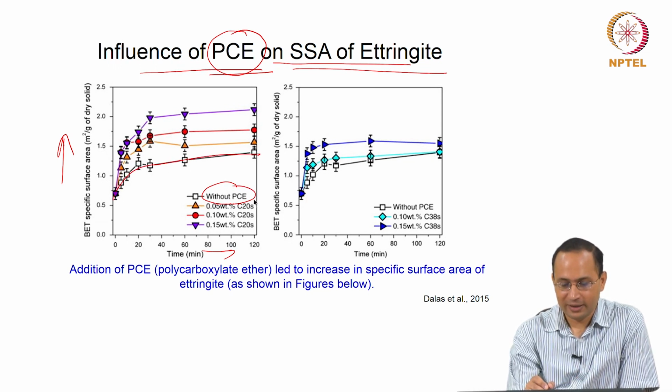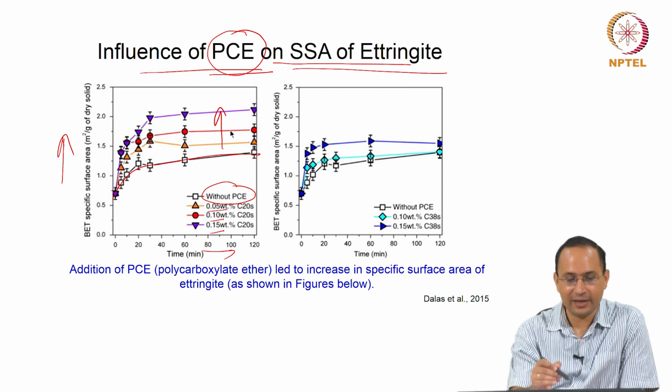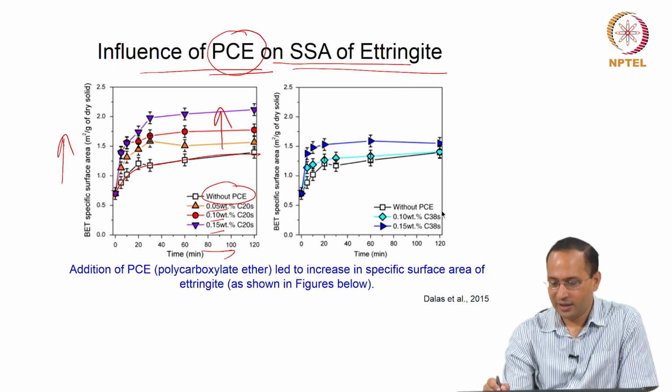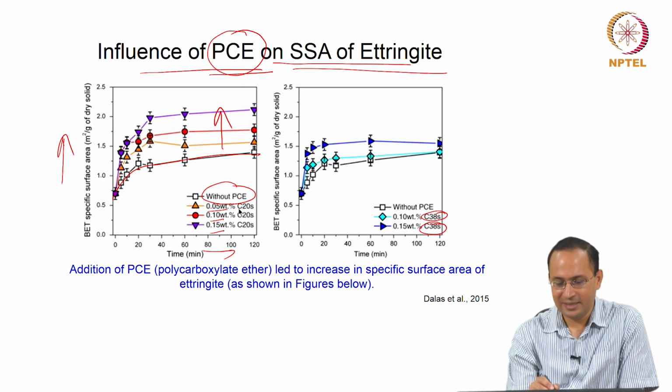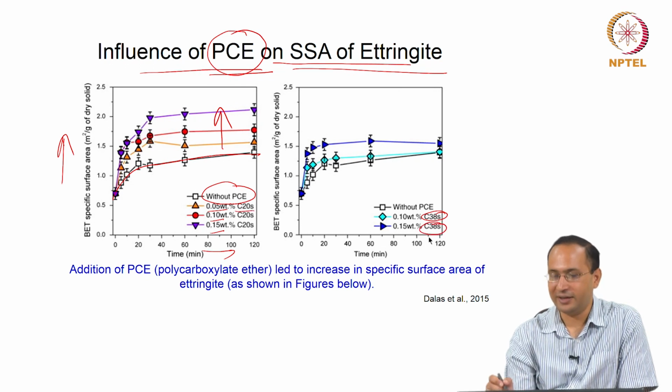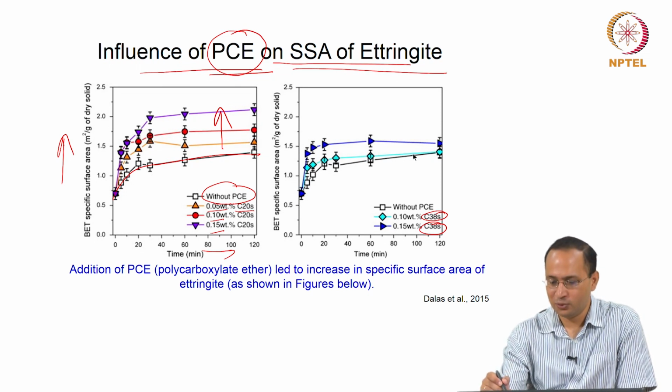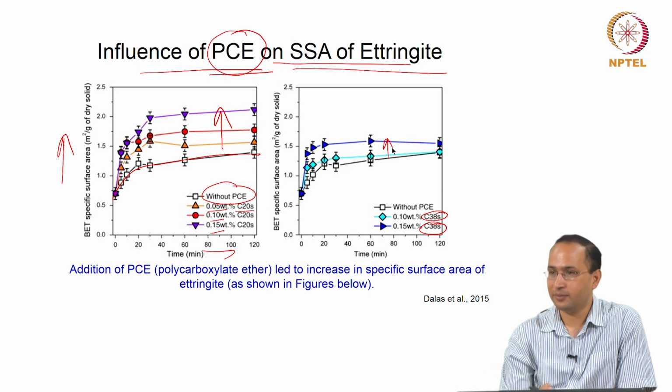And then you add PCE 0.05% weight, 0.1% weight, 0.15, you see an increase, clear, right, with the time. And here they use different types, here is C20 and there is a C38. This is just a difference in the polycarboxylate ether, like PCE superplasticizer. Again you see a similar trend, right. So, what does it tell you?